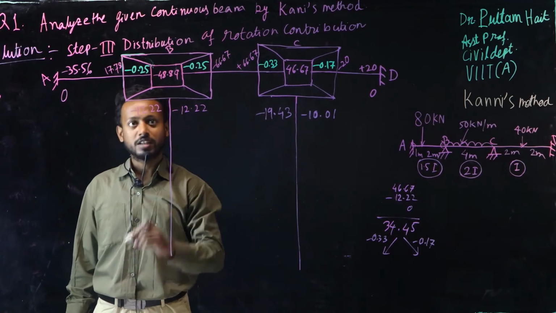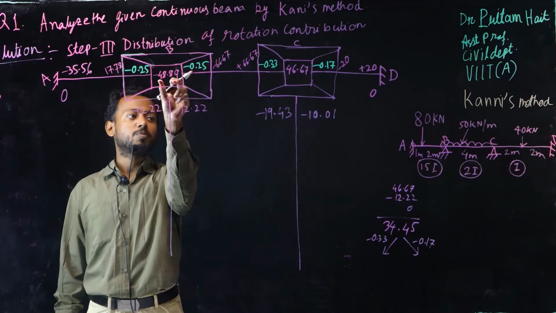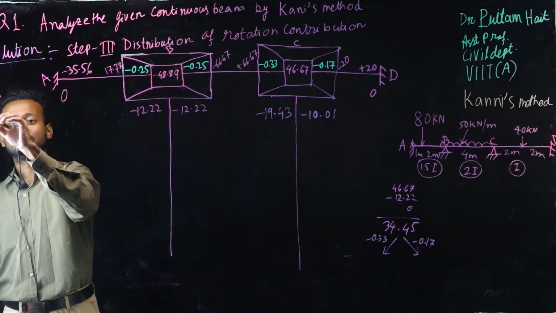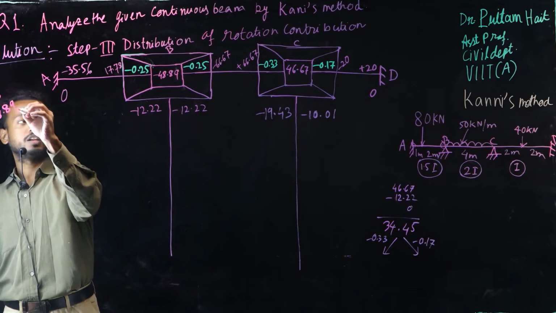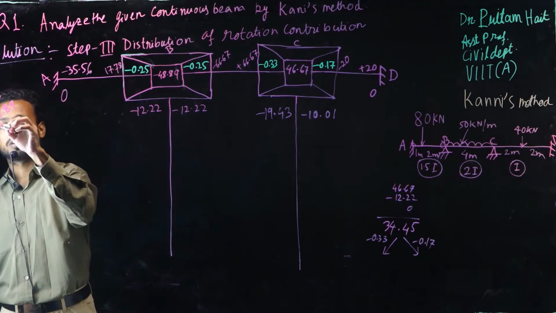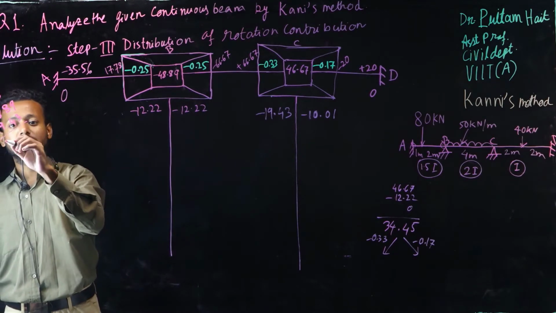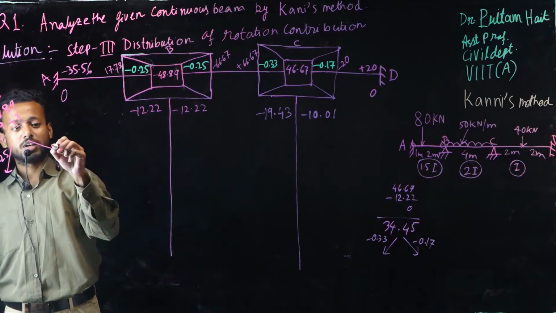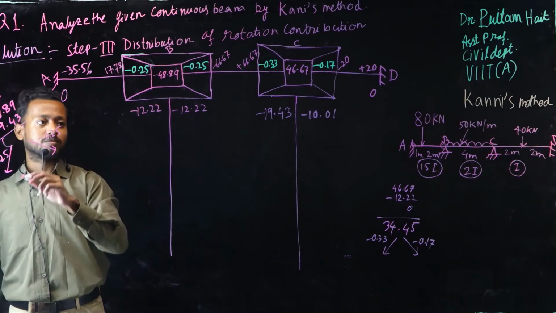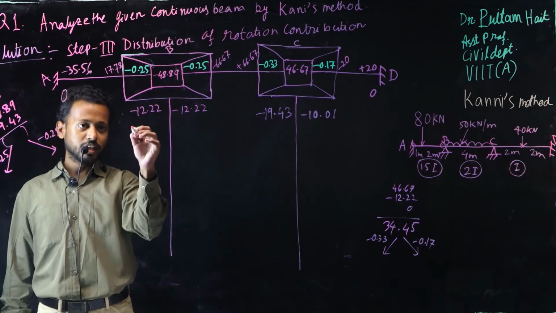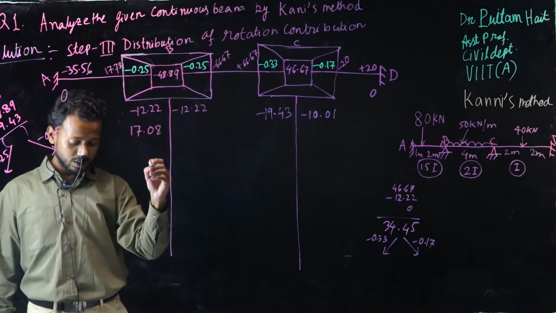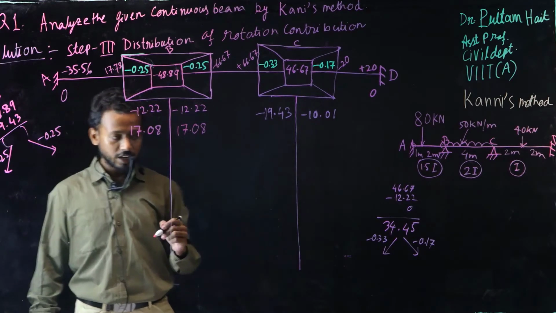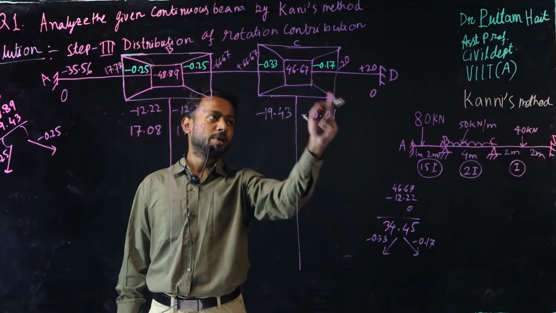So I will write again here, this is 0, this is minus 48.89 and this is minus 19.43. So I will add 0, minus 48.89, minus 19.43. Whatever you get, multiply with minus 0.25 and minus 0.25, you will get 17.08. Here also 17.08. Okay.